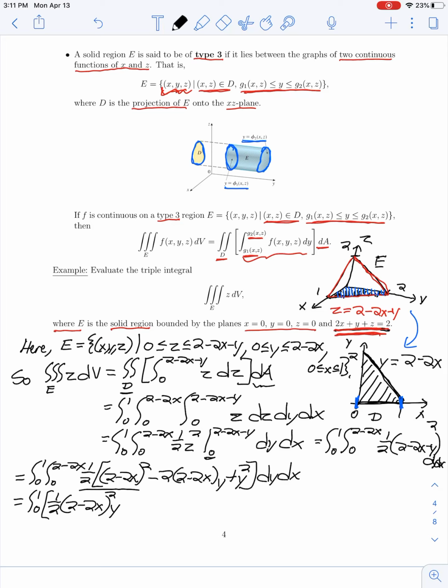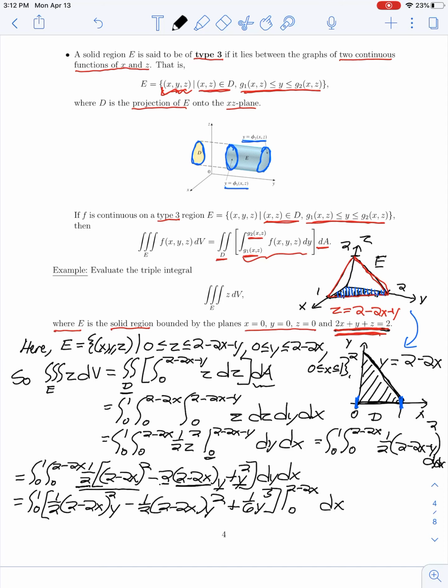Then for our next term, we have a 2 minus 2x, which is a constant, and then a 2y times our 1/2 out front is y to the first. So our antiderivative of that is 1/2 y squared times that constant 2 minus 2x. And then plus our last term, we still have the 1/2 out in front, so we've got 1/2 of y squared. So our antiderivative is then 1/6 y cubed, where we're evaluating from y equals 0 to 2 minus 2x, and then integrating with respect to x.